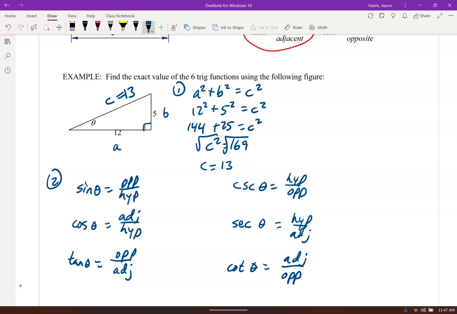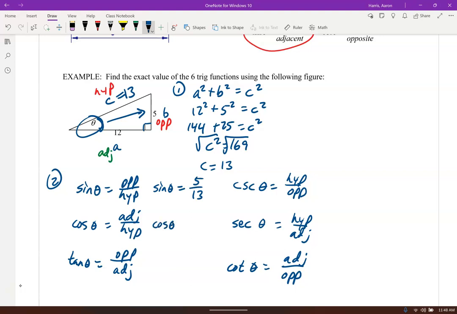So let's go ahead and do the first one there, sine of theta. Well, the opposite side of theta, here's theta right there, so the opposite side would be right there. That'd be the 5. The hypotenuse, of course, is always opposite the 90-degree angle, which means the adjacent side is the leg right next to the angle. Right, there's the adjacent side. So sine of theta would be opposite 5 over hypotenuse 13.